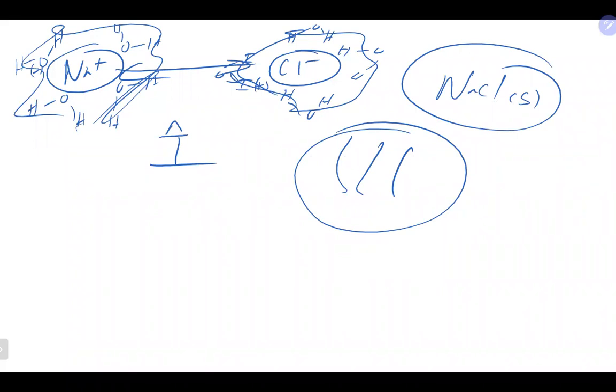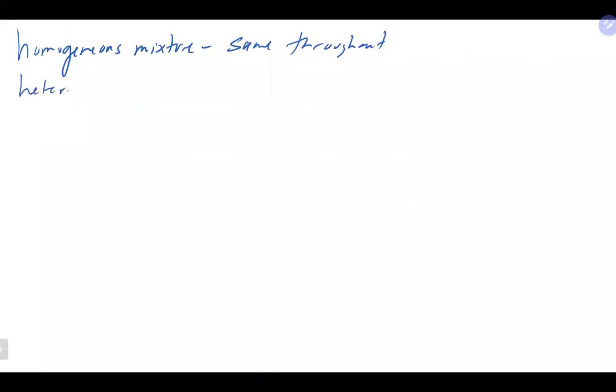That led us to two types of mixtures. One is a homogeneous mixture, where everything looks the same throughout. So everything mixes really well. And a heterogeneous mixture, where you see different layers or phases. They really don't mix very well.